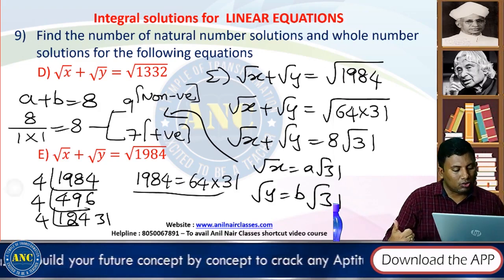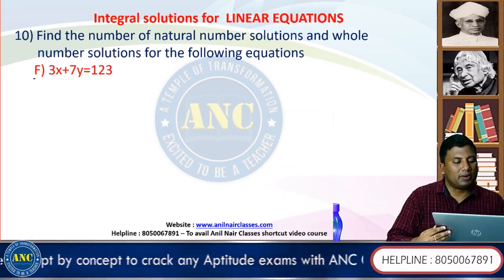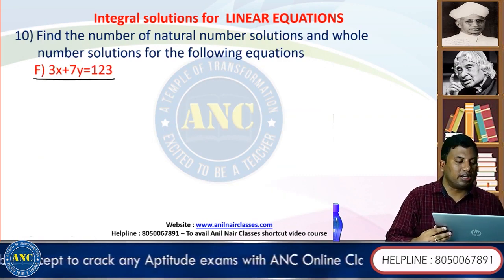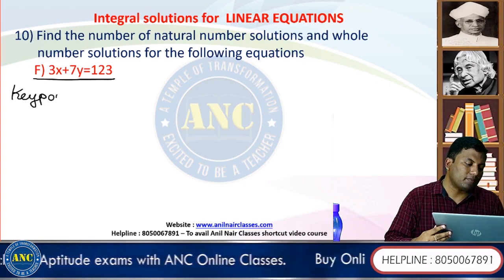9th one, I am sure it is clear. 10th one, 3x plus 7y equivalent to 123. Again, first write down the key point.